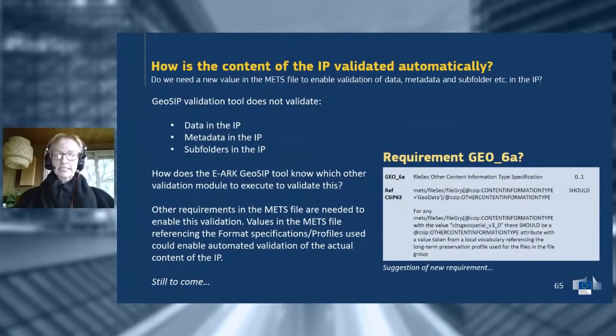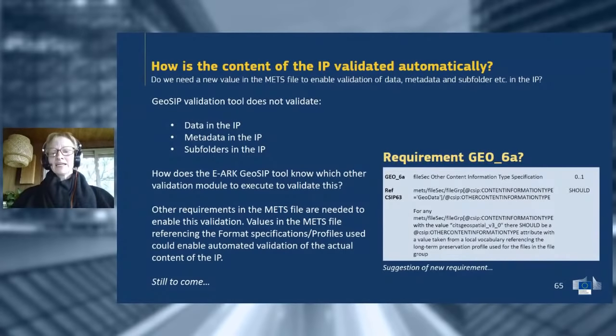So my question is, how does this eArch GeoSIP validation tool know which other validation module to execute to actually validate the content? As far as I'm concerned, we still need some values in the METS file that explain, for example, which preservation format profile is used for the actual data and so on. But we are working on this, so that might be added to the SIDS geospatial specification or maybe it should be added in the local implementations, I don't know, but we need that, I guess.